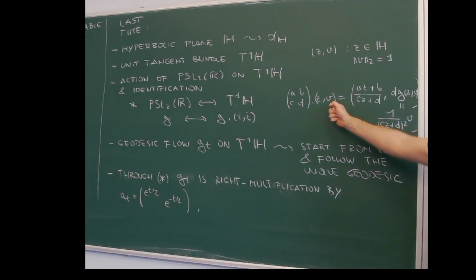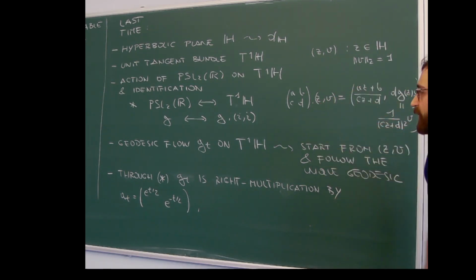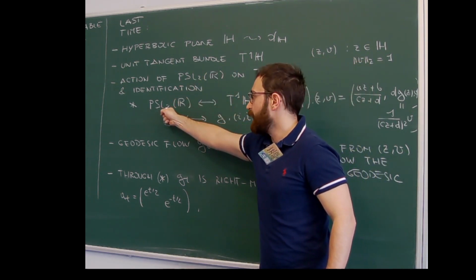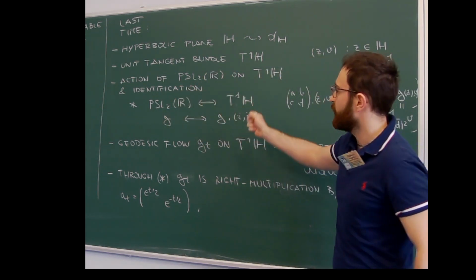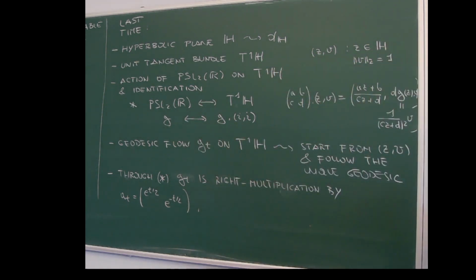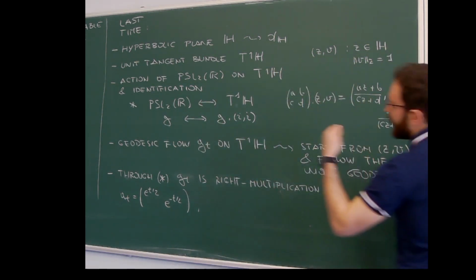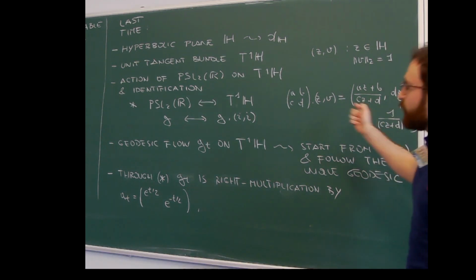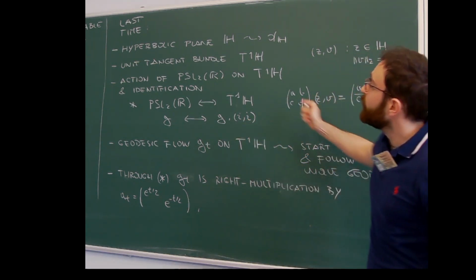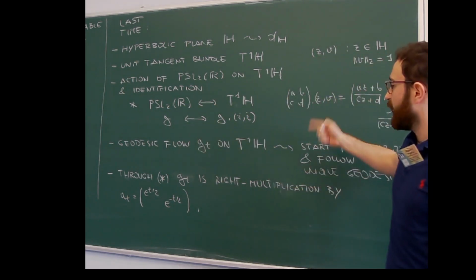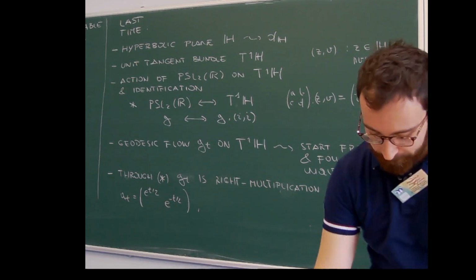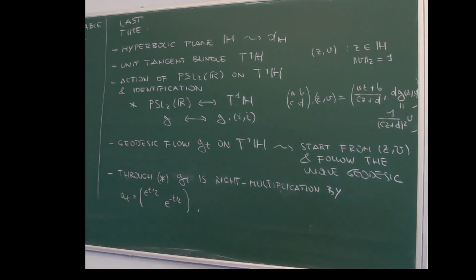Okay, so this is how the action is defined, and this action is simply transitive. So there is an identification between elements of PSL2R and elements in the unit tangent bundle through this formula. There's also a geodesic flow, so an action of R on the unit tangent bundle, which is essentially start from the point (Z, V) and follow the unit geodesic. And we've seen that through this identification star, this flow can be interpreted as right multiplication by these matrices.